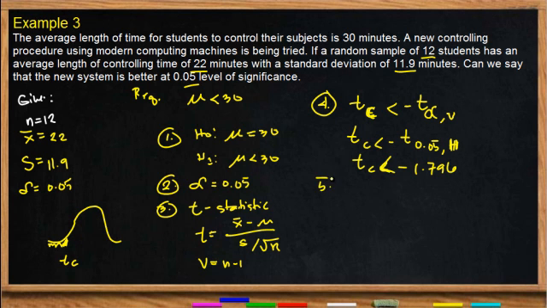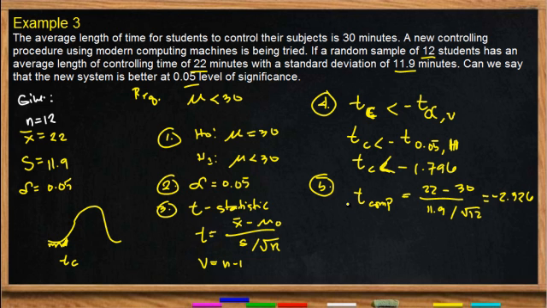Number 5, compute. We compute t computed. x bar is 22 minus mu, the mu we claim, which is 30, over s which is 11.9, over square root of n, which is 12. So what is the answer? The t we computed is negative 2.326.